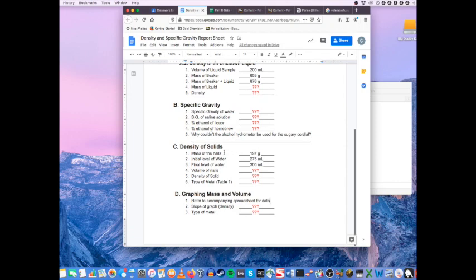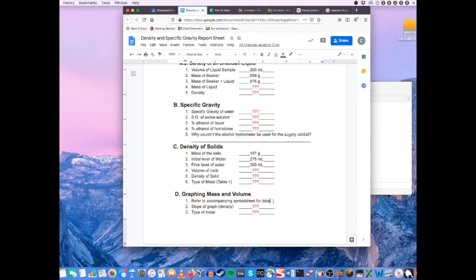And then the density of the solid. I gave you the mass of the nails that I added, and the initial and final volumes of water. From that, you should be able to calculate the volume of the nails and therefore the density of the nails. From that, and table 1, you should be able to calculate the type of metal, or tell me the type of metal.